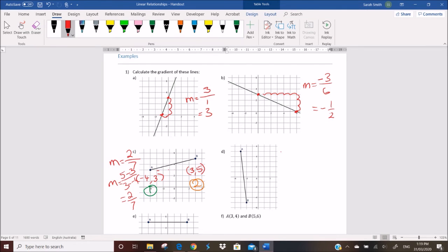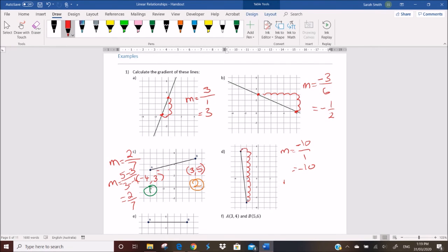For this one here, if we do rise over run, m equals, so we've gone across 1, so our run is 1, and then we've gone down. So we know this is going to be a negative. So 1, 2, 3, 4, 5, 6, 7, 8, 9, 10. So our gradient is going to be -10.